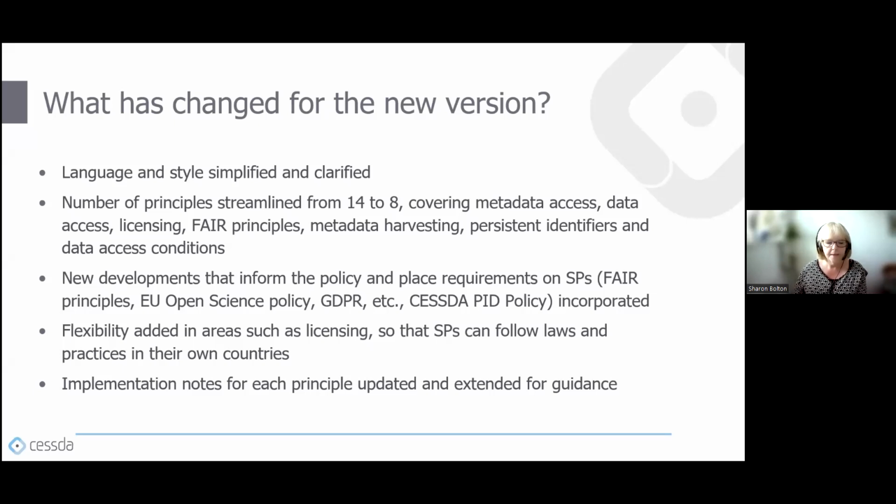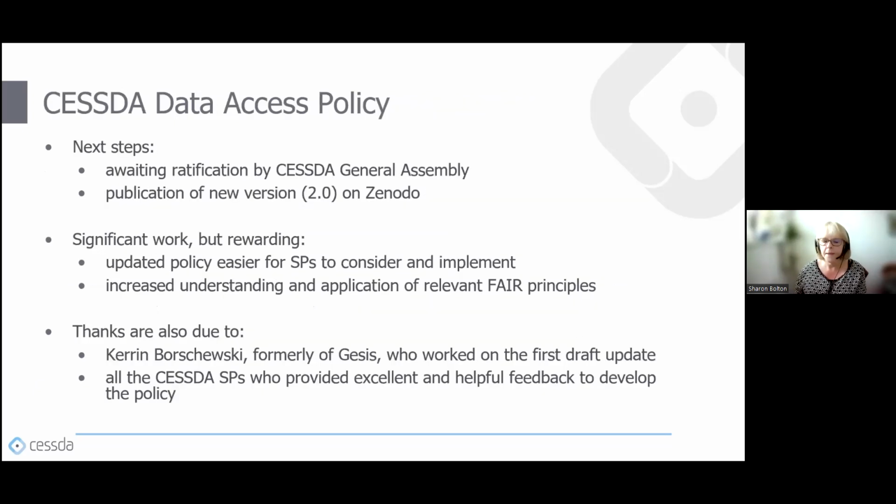Also, we updated and extended all the implementation notes that we added for each of the 8 new principles to make sure that we included as much guidance as possible on how to follow the principle for service providers. Okay, next steps. Obviously, it's awaiting ratification now by the CESSDA General Assembly, and then it will be published on Zenodo. And looking at it set out on a slide, it looks very simple, but it was actually significant and lengthy work.